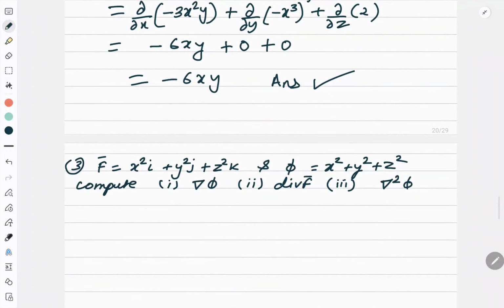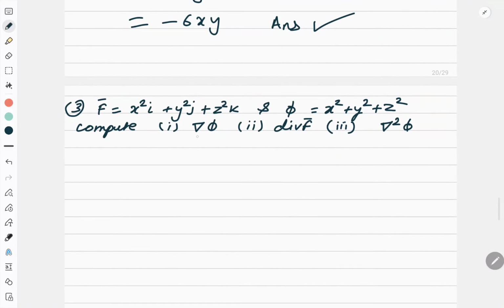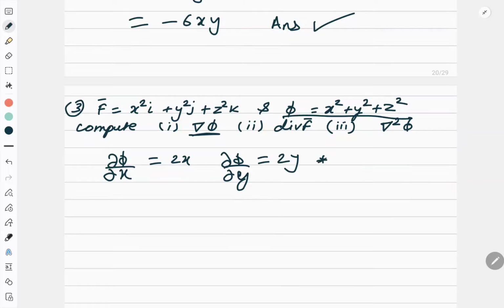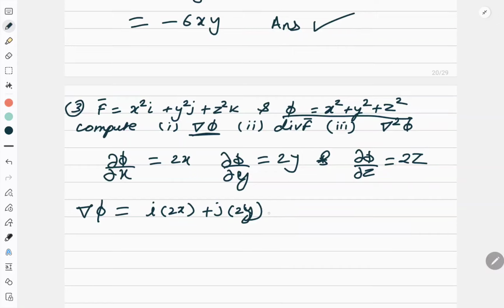Let us do one more question. Now again phi and f are defined. You have to first find grad phi. Grad phi means dou phi by dou x, which is equal to 2x, dou phi by dou y, which is equal to 2y, I am differentiating this one, and dou phi by dou z, which is equal to 2z. So what is your grad phi? i 2x plus j 2y plus k 2z. The better way is to write like this: 2x i plus 2y j plus 2z k.